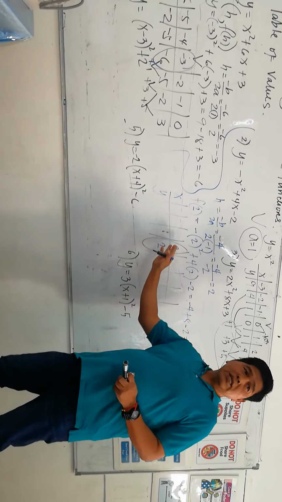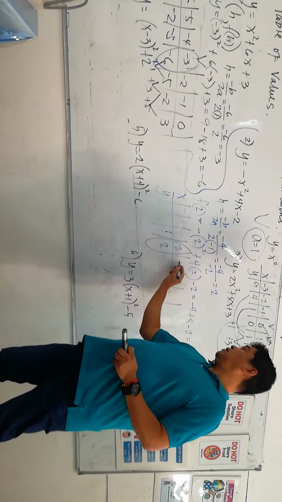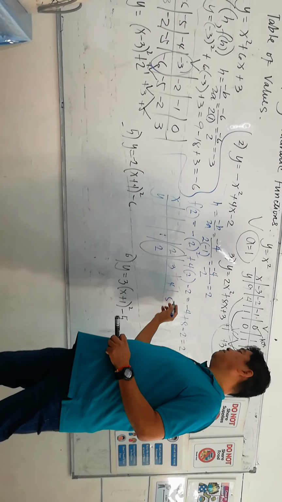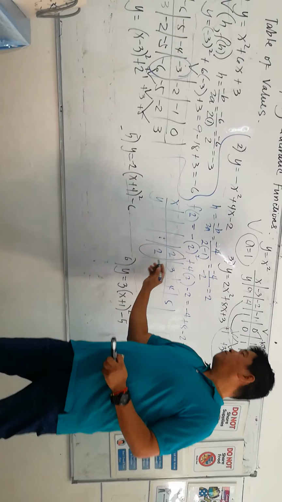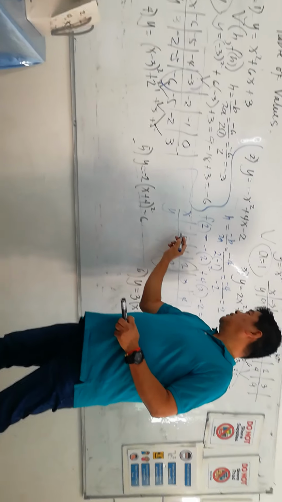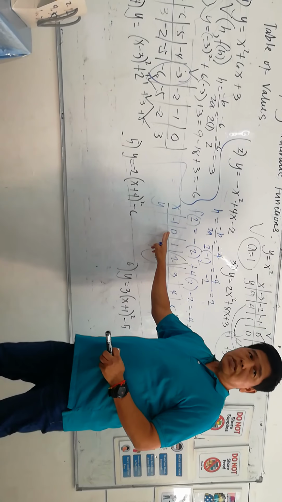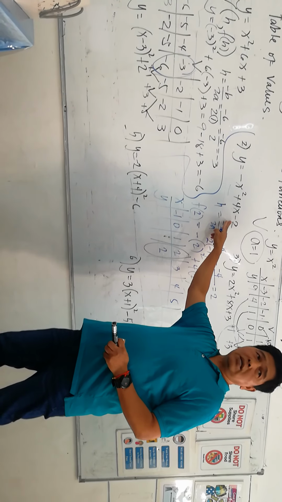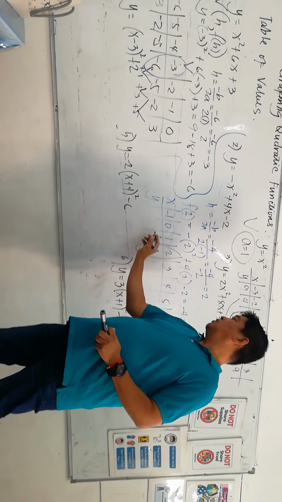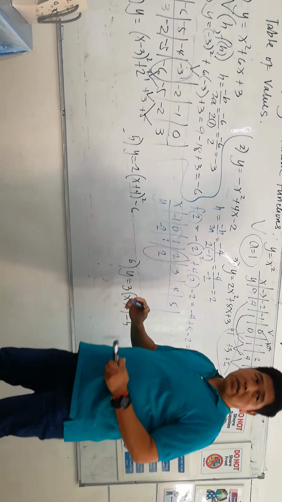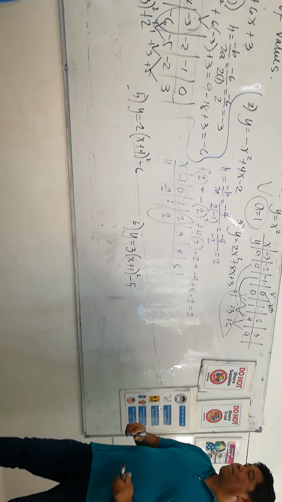Okay, plus 1 to the other side. So 3, 4, 5. Minus 1 to the left side: 1, 0, then negative 1. Your 0 is automatically negative 2. That is always the value of the constant.